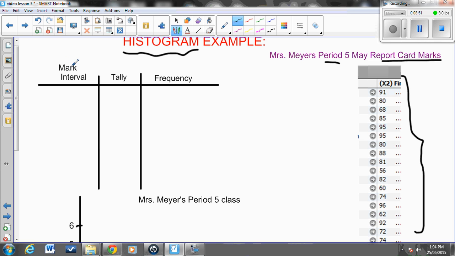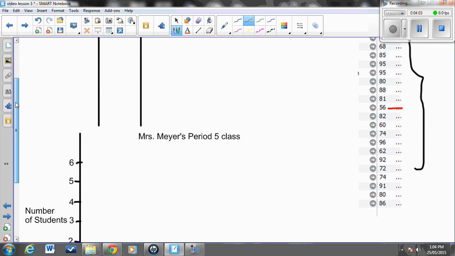First thing I need to do is I need to decide on what interval am I going to group these marks into. When I look at my data, I can see that the lowest mark in the class is 56 and the highest mark is 96. So there's a 40 mark range within the class, and I would like to display that.